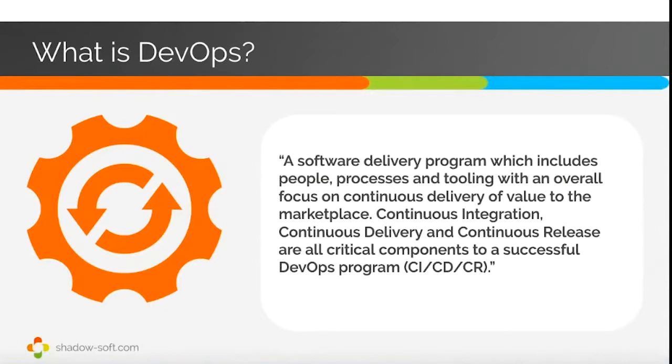If you go out there and Google DevOps, you'll come up with 500, maybe more definitions, and everyone's got their opinion. So as I worked on developing my DevOps model, I came up with this definition, and it's resonated with the folks I've worked with. We'll term DevOps as a software delivery program, which includes people, processes, and tooling, with an overall focus on continuous delivery of value to the marketplace. Continuous integration, continuous delivery, and continuous release are all critical components to a successful DevOps program. And we term these CI, CD, and CR.